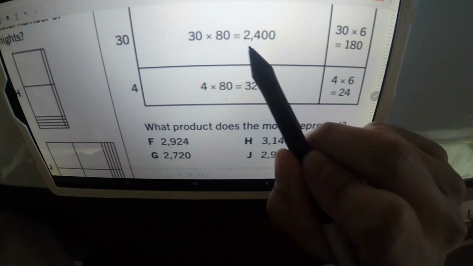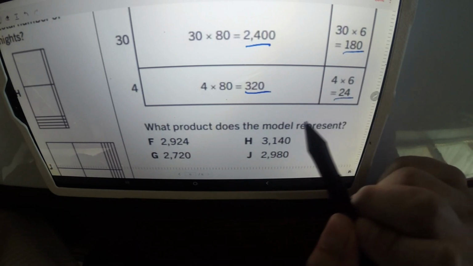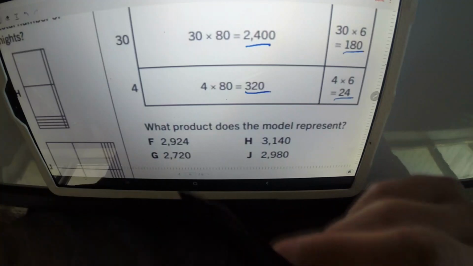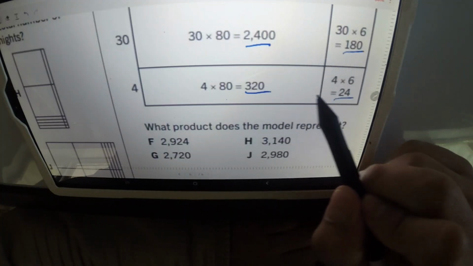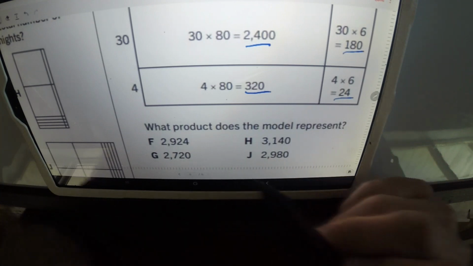So you're going to take this number plus this number plus this number plus this number. It's going to give you one of these numbers. And that's the answer to the question. So I'm not going to do the math for you. But you can just take this number plus this number plus this number plus this number to give you one of these numbers. And you're going to pick the right one. Okay? Not very hard. All right?